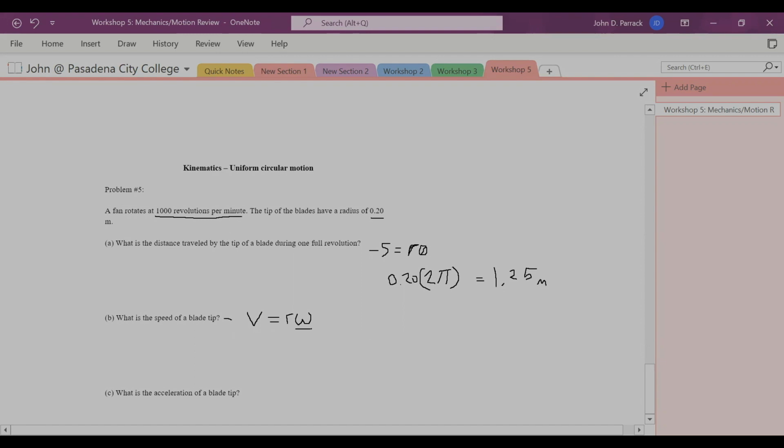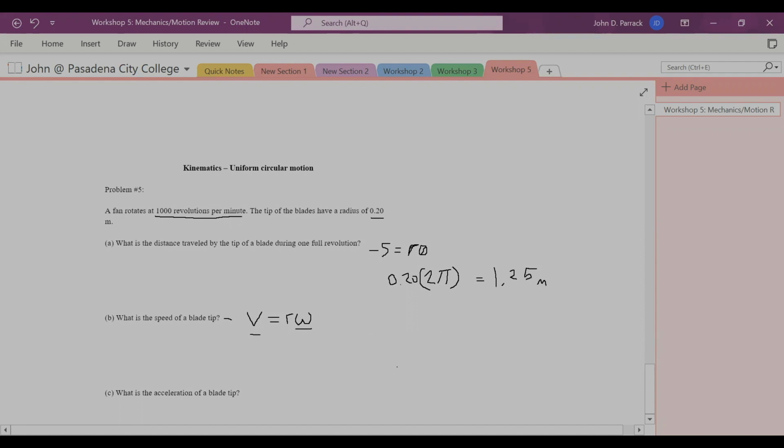You need to think about what omega is, and translate it from 1,000 revolutions per minute into some standard units. You need to eventually get to meters per second. I'll let you think about that. What is the acceleration of the blade tip?